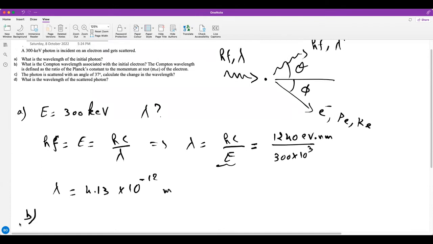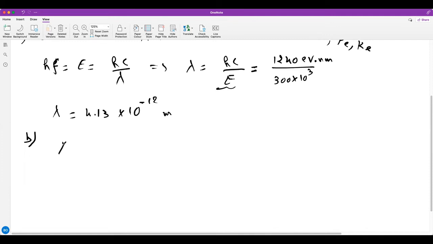Second question: what is the Compton wavelength associated with the initial electron? The Compton wavelength is defined as the ratio of Planck's constant to the momentum at rest of the electron. This is a quantity that we use in physics. It's equal to Planck's constant divided by the rest mass of the electron.